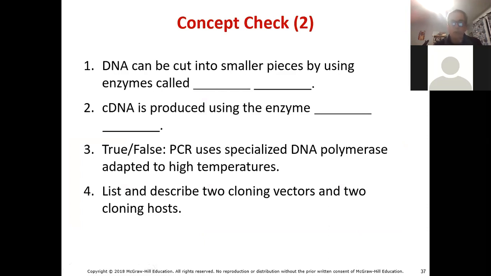So DNA can be cut into smaller pieces by using enzymes called what? What are the enzymes called? Restriction endonucleases. cDNA is produced using the enzyme found in HIV virus, called reverse transcriptase. True or false, PCR uses specialized DNA polymerase adapted to high temperatures. That's true. Remember, because you're going to heat up the DNA and separate it, you have to have a DNA polymerase that can stand the high temperature. Two cloning vectors: we mentioned using plasmids, and we mentioned using bacteriophages, in a cloning host, usually yeast or bacteria.